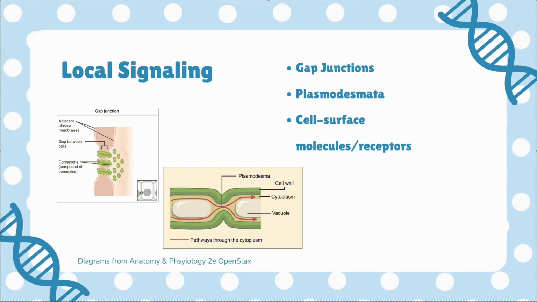So in gap junctions, there's the adjacent plasma membranes, as you can see in the diagram here. And actually, small molecules can diffuse between the connexins, which are proteins embedded between the plasma membranes. So they act as like a bridge. And these gap junctions can actually regulate what passes through these connexins using various mechanisms.